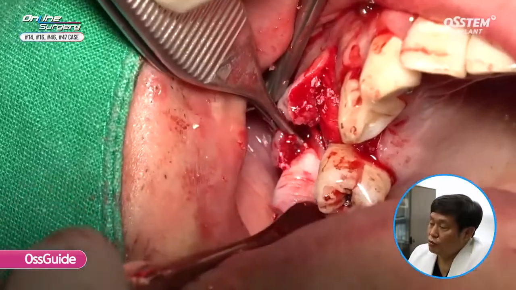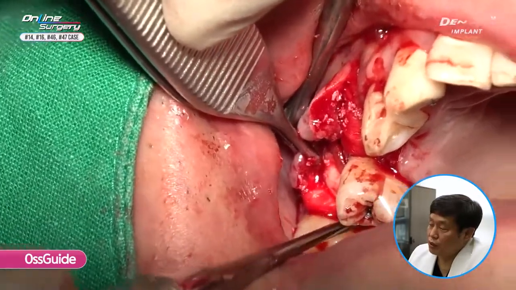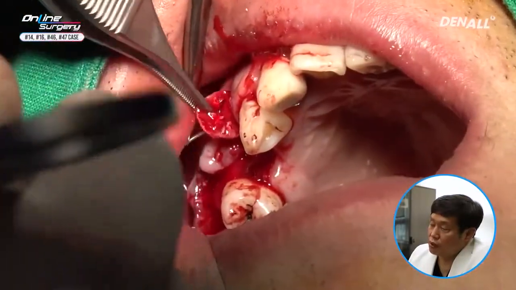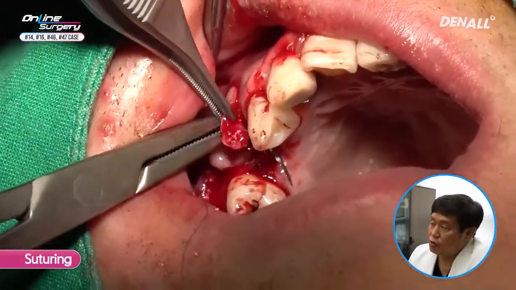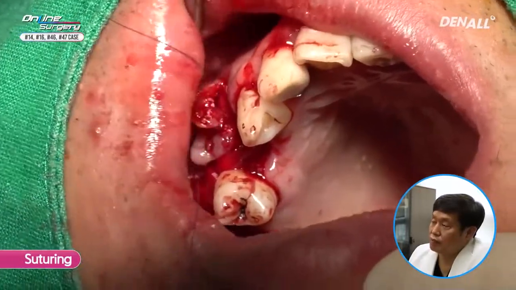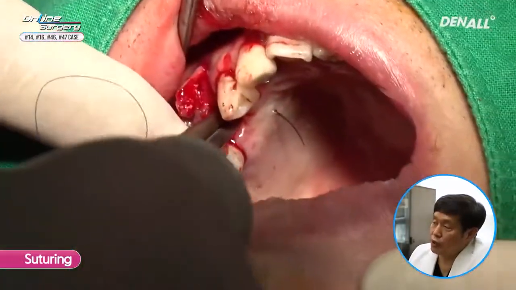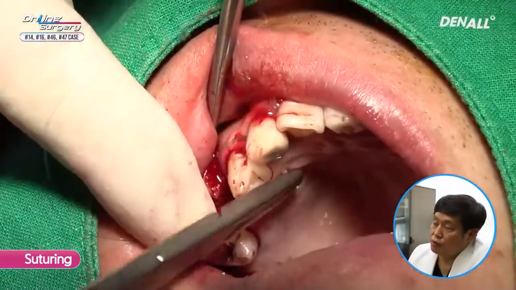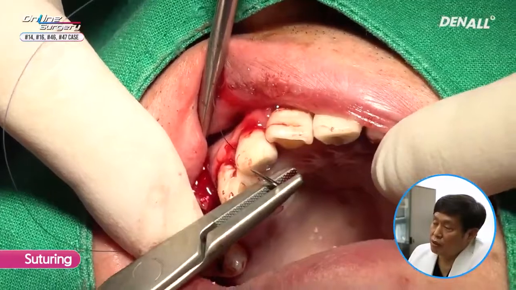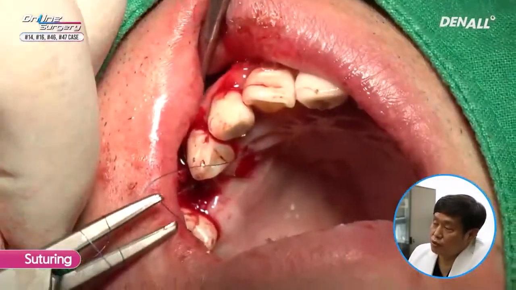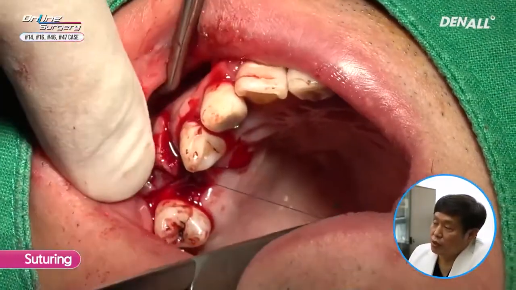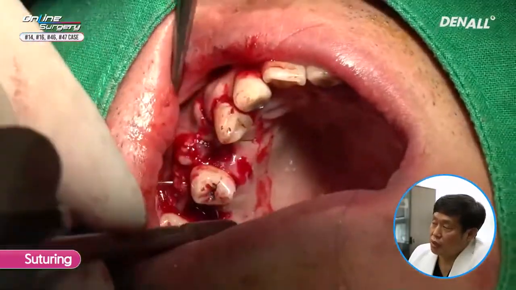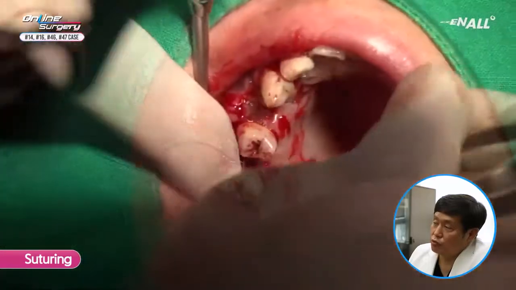In number 16, OssGuide is used. On the area of GBR, collagen membrane is applied and primary closure is done. When you do anchor suture using the mesial tooth, you can get good closure of the flap. You can reposition the flap like this. In number 16, suture is done.